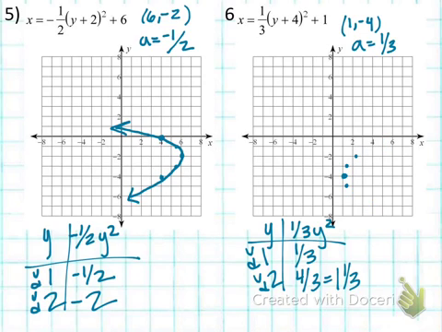Okay, let me show those points again really fast. So if I start at my vertex, I go up or down 1, I go to the right 1/3. Up or down 2, I go to the right 1 1/3. Okay, and that's my curve.